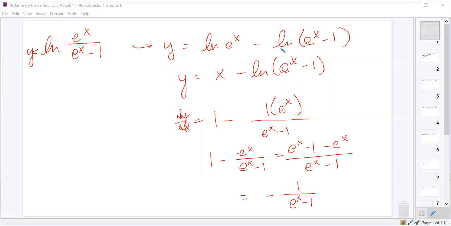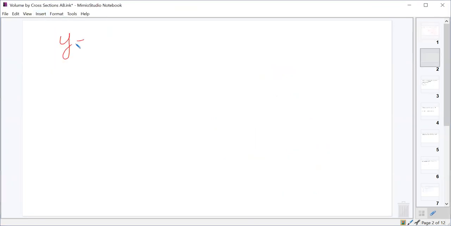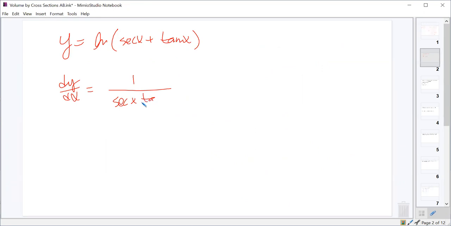Okay. So then what's the next one? 11. So 11, we've got y equals natural log of secant x plus tangent x. And for that one, I would just go straight into taking my derivative. Dy dx equals 1 over secant x plus tangent x.